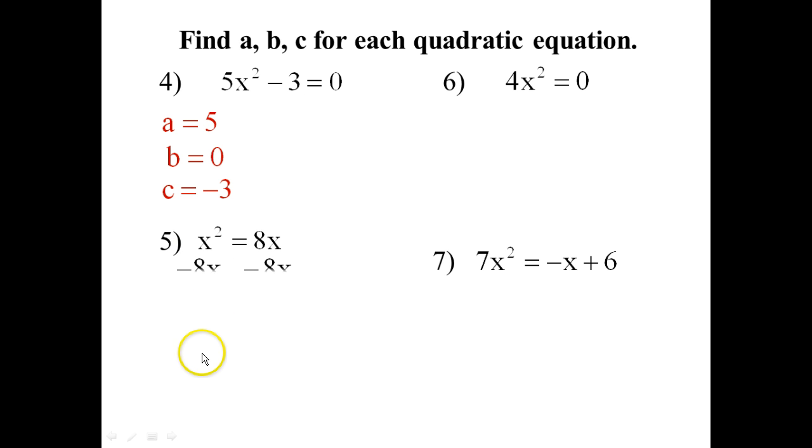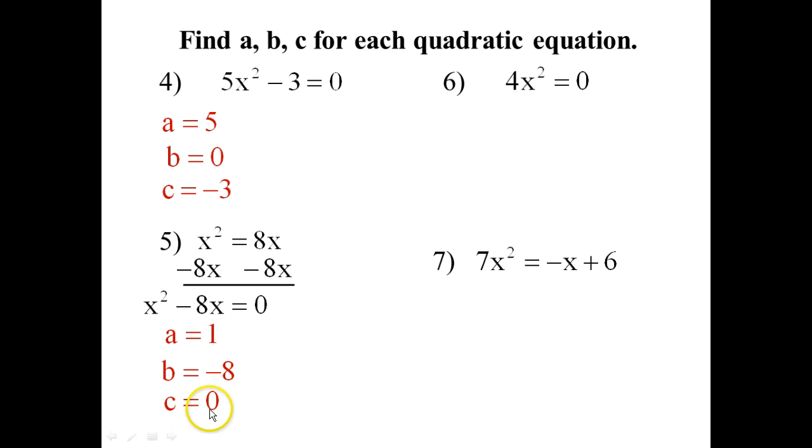Same thing here, not equal to 0. Get it equal to 0 first. So this time you see how we have a square term, so A is 1. We have an x term, so B is -8. And we have no just number by itself, like we have no like -3 or +6 or anything. So that means it's 0.